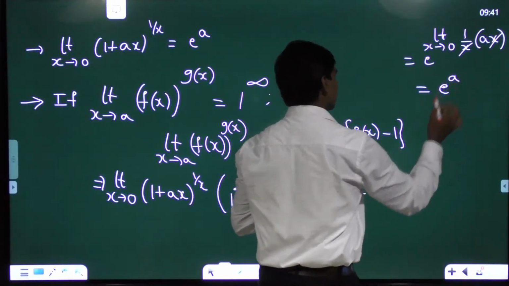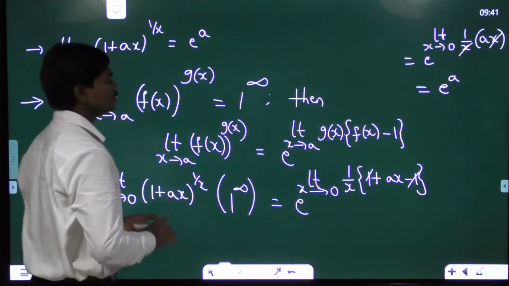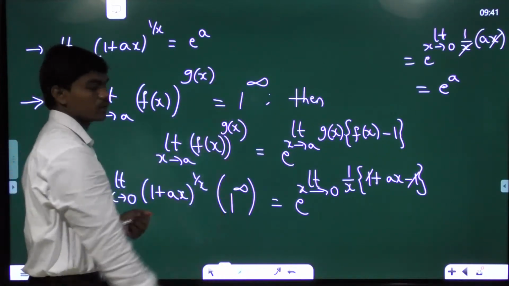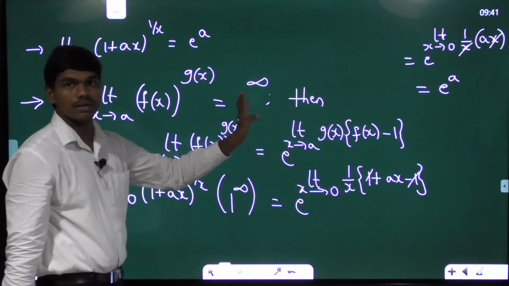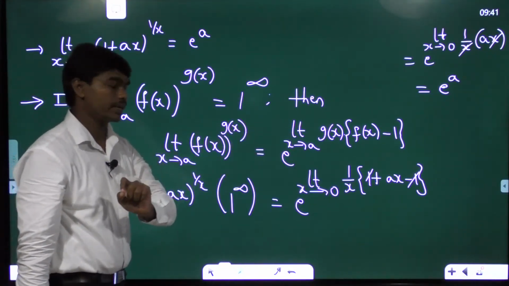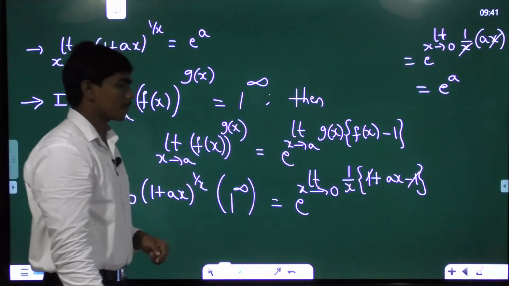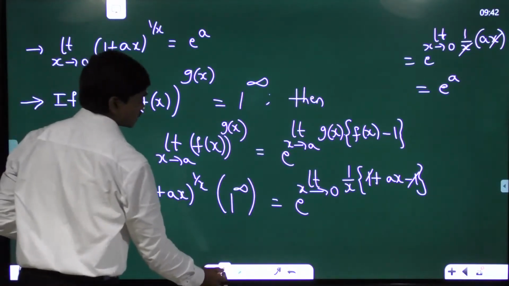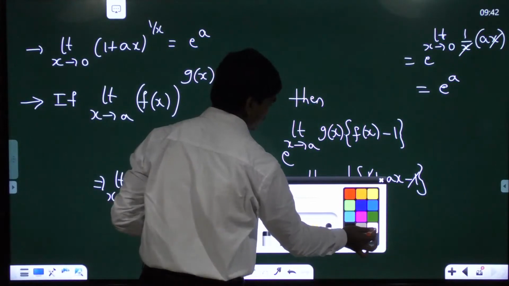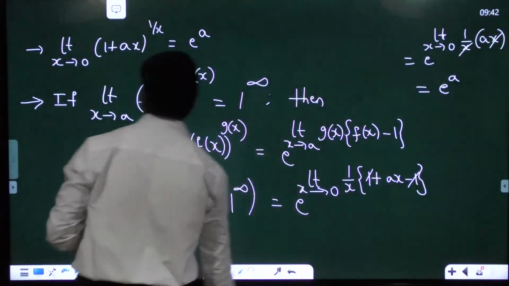So this is the trick that you can use when you are getting things only in 1 power infinity format. You can't use L'Hospital rule for this kind of indeterminate form. So please make a note of this. Actually, this is really important, so I could put it under a box if you wish.